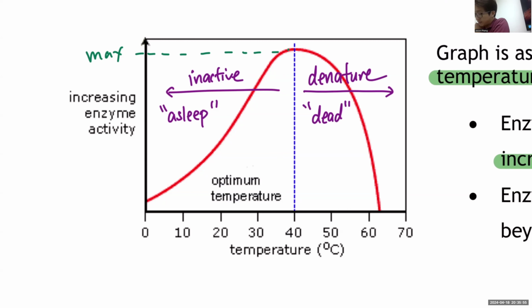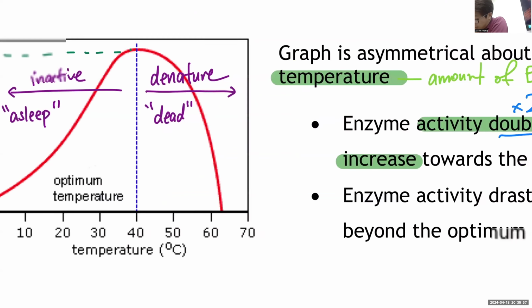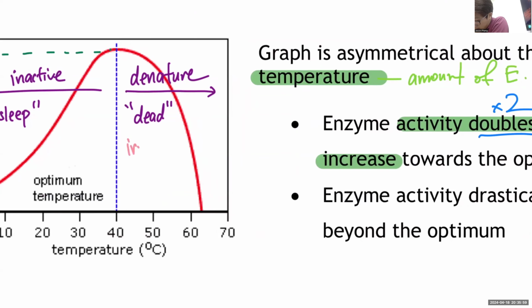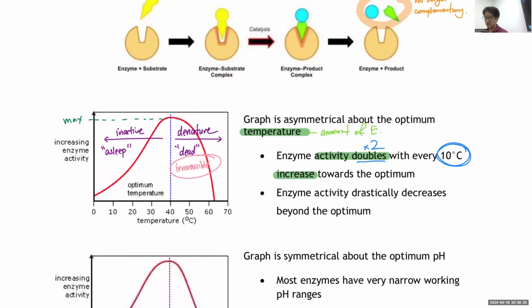Okay? So this, please write down for me. This is denaturation. It's irreversible. Now we could bring in KPT, kinetic particle theory in chemistry, to explain why the enzyme would denature. What is denaturation first?